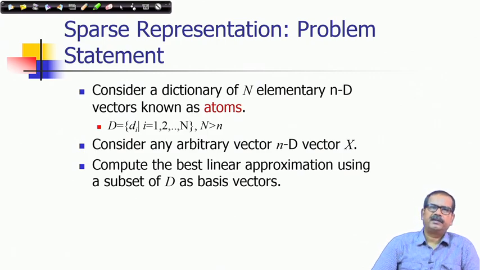Consider we have a dictionary of n elementary n-dimensional vectors. We call it a dictionary. It is something like a set of basis vectors, but in a set of basis vectors, we would like to have only those basis vectors which are sufficient to represent data. But here we consider a redundant set of basis vectors. That means we have more basis vectors, and only a few would be required to represent data.